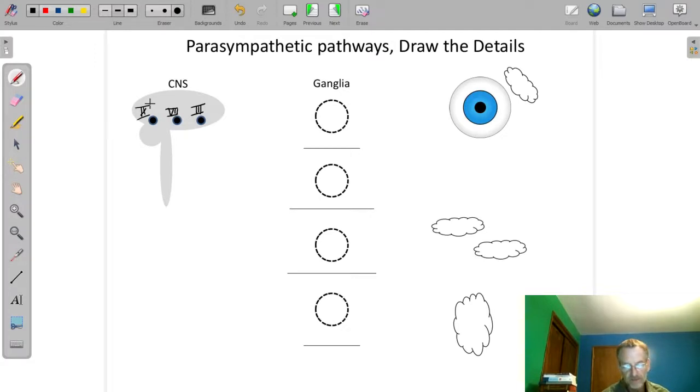So let's do the first one. The parasympathetic pathway for the oculomotor, you know that it runs out. We have to have two neurons, right? So there's a two neuron pathway. There's the first one. And then here's the cell body. And it runs out something like that. Okay? So, review time. What's the neurotransmitter that is released from this preganglionic neuron?